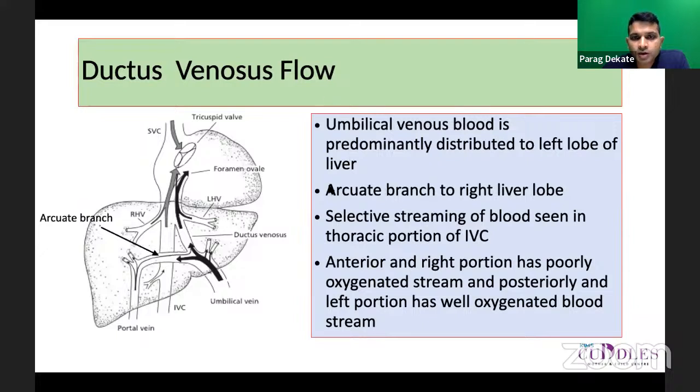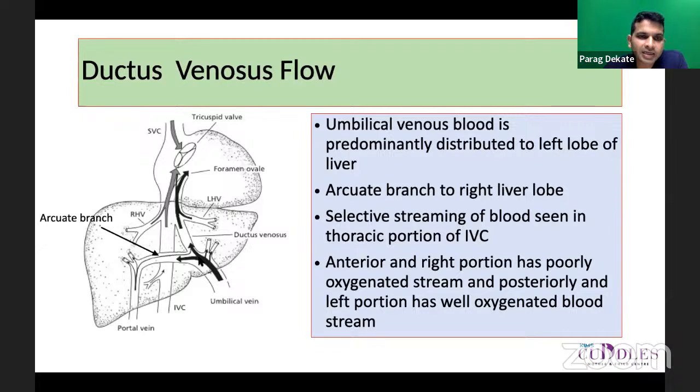So as I told you, you can see the umbilical vein coming up, and then you have an arcuate branch where it connects with the portal vein, and it perfuses the liver, while there is blood which goes through the ductus venosus directly towards the foramen ovale. So umbilical venous blood is predominantly distributed to the left lobe of the liver. Remember that. Arcuate branch to the right lobe of the liver. There is a selective streaming of the blood seen in the thoracic portion of the IVC. We will talk about it.